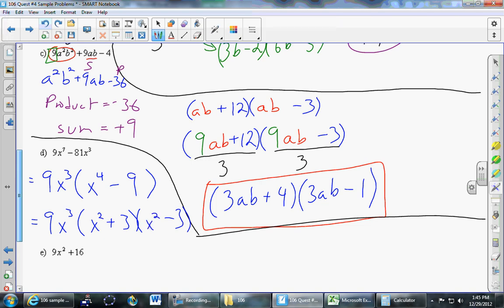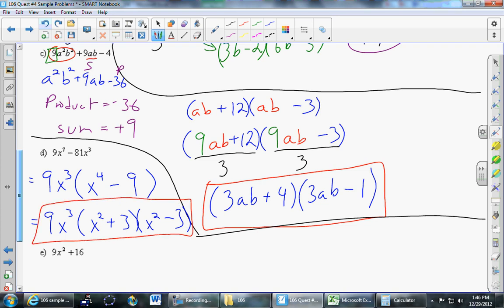And it might seem like we need to go even further. X squared minus 3 looks like another difference of squares, except 3 isn't a perfect square. So we can stop right there. Don't forget to leave that 9x cubed in the front. Greatest common factors don't disappear.